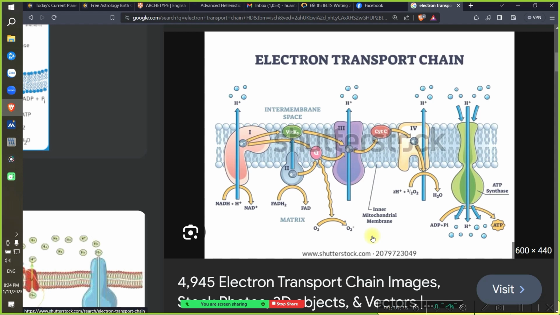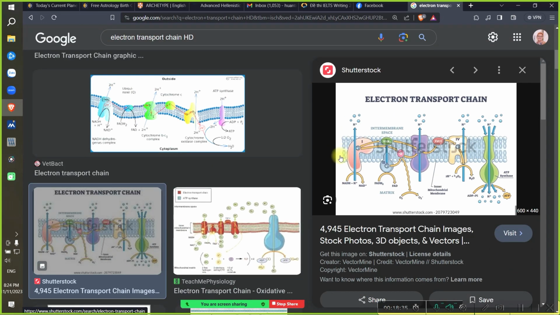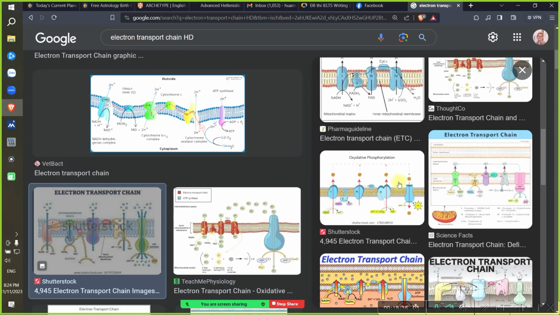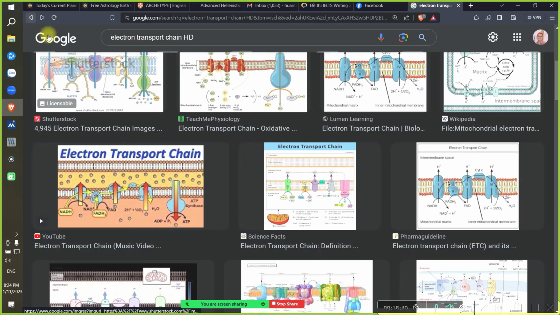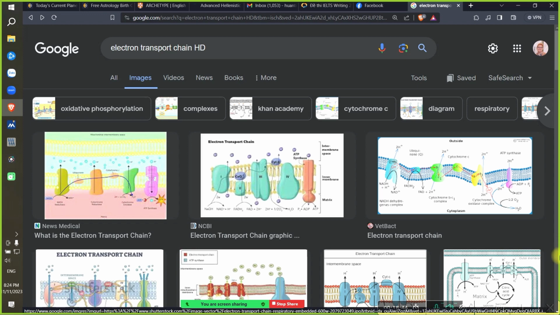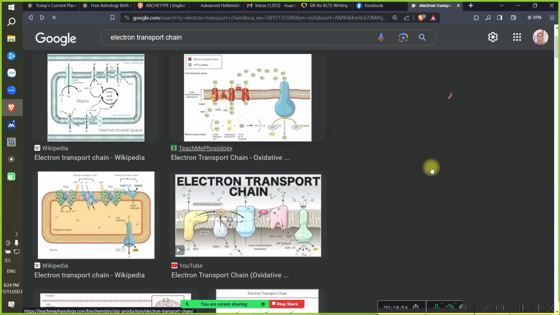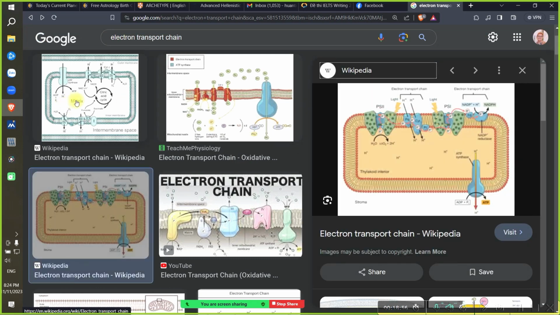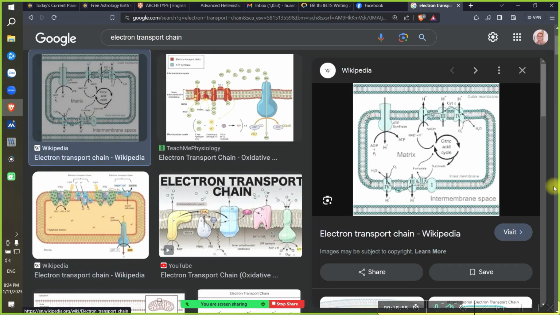Okay, this is the electron transport chain, I think. And maybe it's good if I give you this picture. I think there's a picture before that in Wikipedia, but I think the other picture is just so complicated. No, never mind. I think this picture is actually the best, even though it's not in HD, you know.